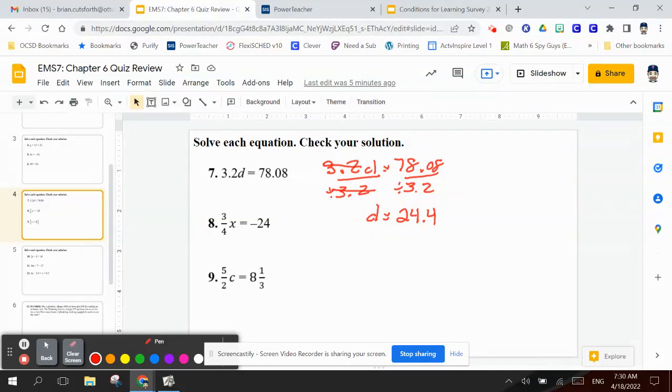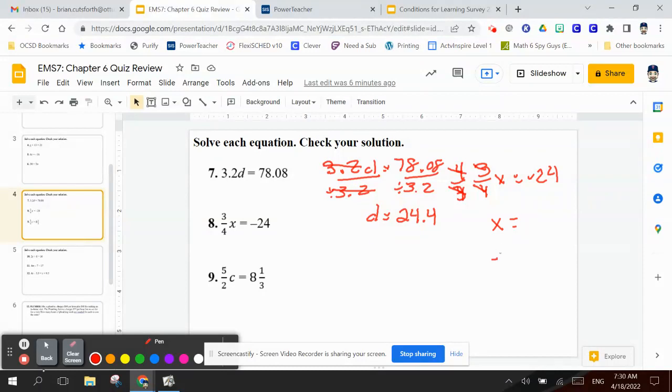Number 8, I have 3/4 x equals negative 24. So this is where I multiply by a fraction. So 3/4 x equals a negative 24. So I want to divide each side by 4/3. Oops. Because these will cancel each other out. All I'm doing is I'm flipping that fraction so I can get my variable by itself.